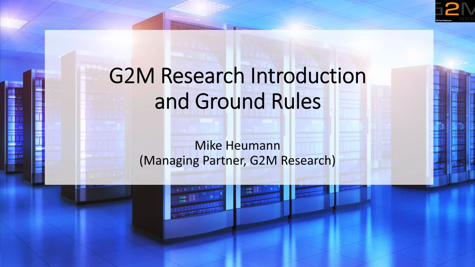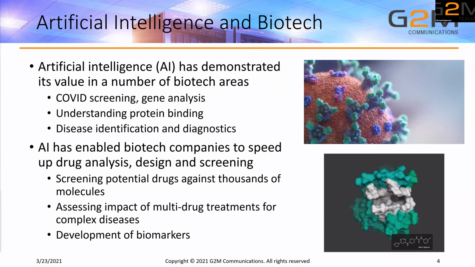My name is Mike Heumann. I'm the managing partner at G2M Research. Let's talk a little bit about artificial intelligence and biotech. Obviously, there have been a lot of areas where artificial intelligence has been applied. In biotech, there are several areas where it has found a lot of use: COVID screening, gene analysis, understanding protein bindings, and disease identification and diagnosis. This has really helped biotech companies speed up the manufacture and design of new drugs and new treatments, and screening for other diseases as well, especially in the cancer area. Those are a couple of things we're going to talk about.